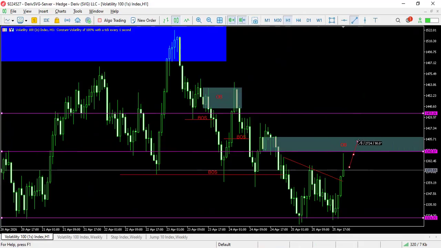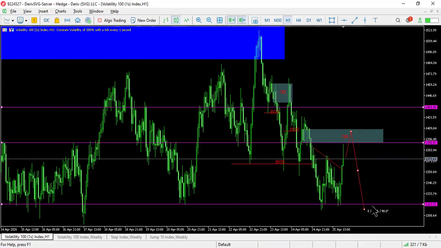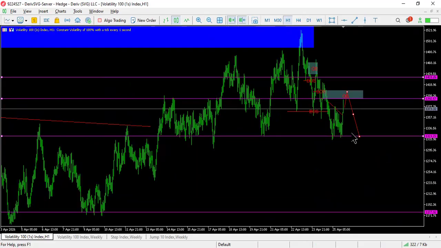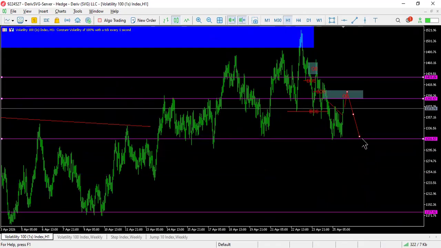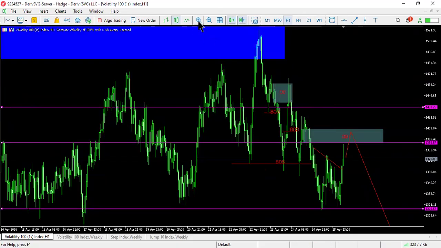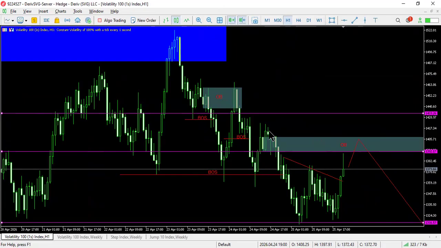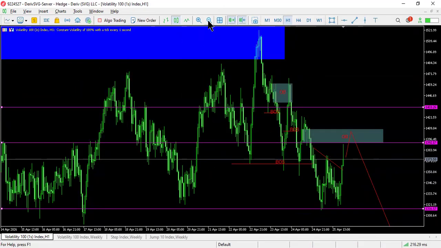Therefore, this is what we're expecting: for price to sweep the liquidity, and then we'll tap into that order block, and then we can get a push to the downside. That's pretty much it on volatility 101S. Heading over to volatility 100.